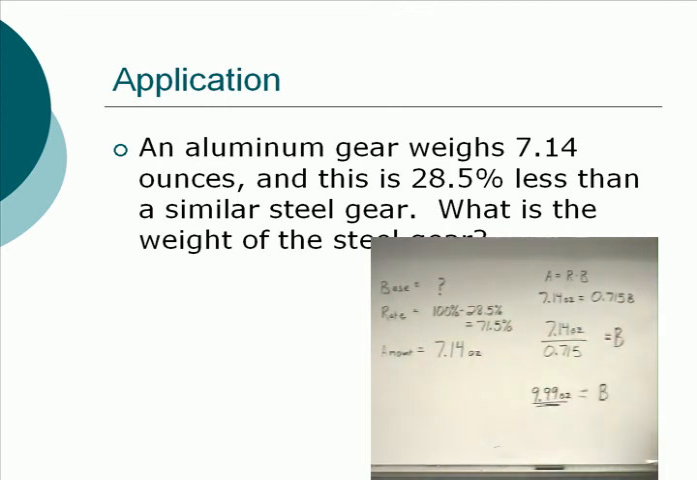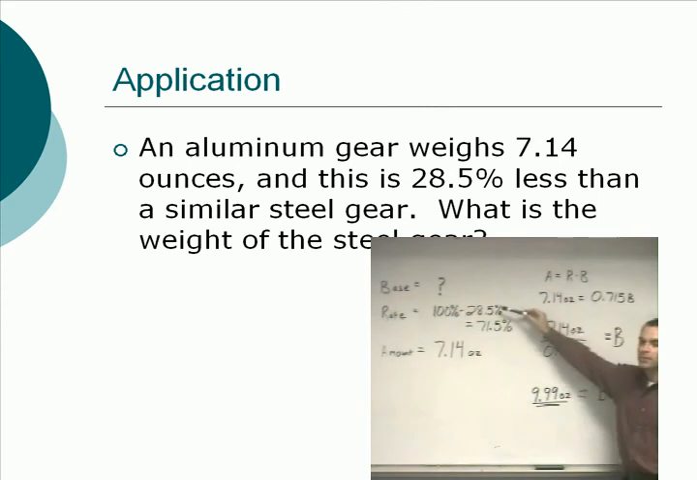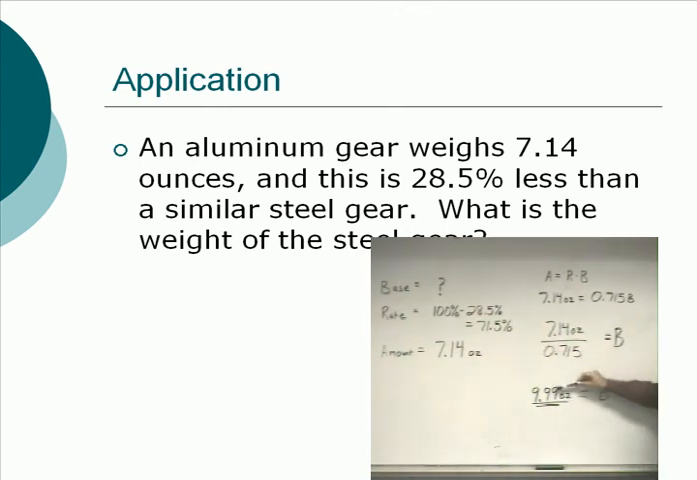Now, how can you check that to make sure that that's true and that you've pictured your percent correctly? What's the quick check that you can make? Plug it back in. Take 9.99 ounces and multiply it by not 28.5%, because that's how much you lost, but multiply it by 0.715, because the aluminum one should weigh 71.5% of that. 9.99 times 0.715 is pretty darn close to 7.14.